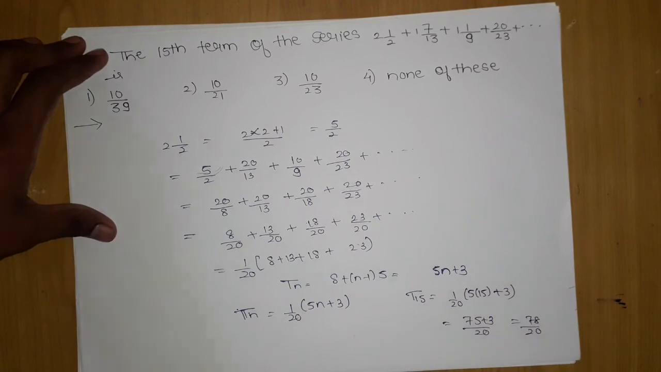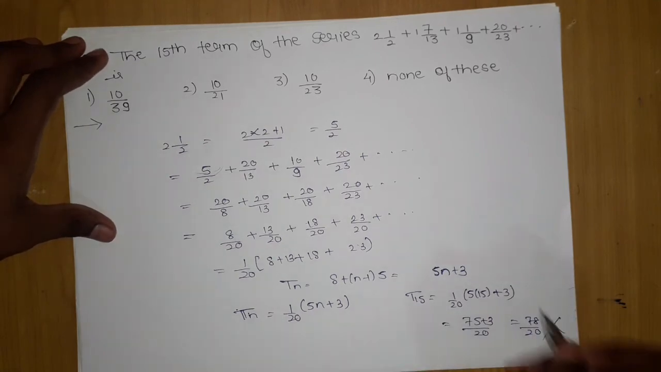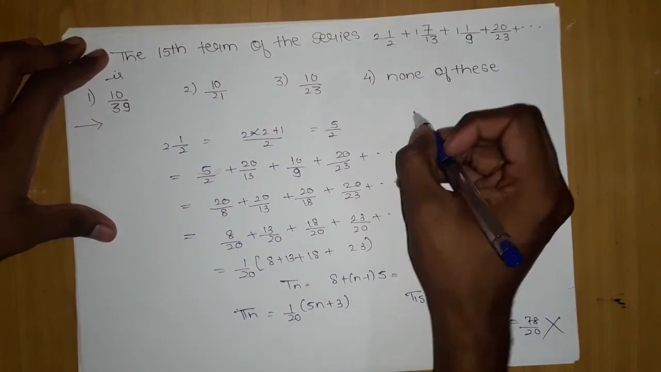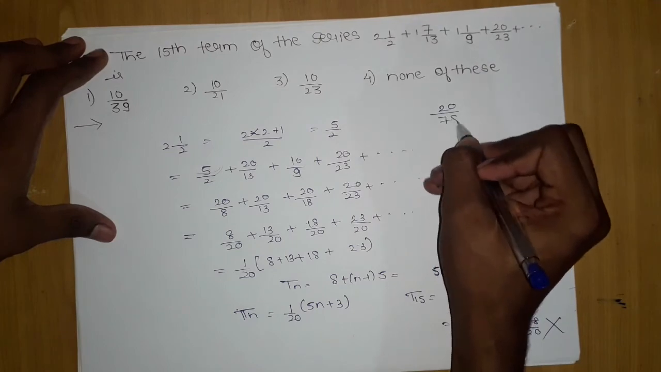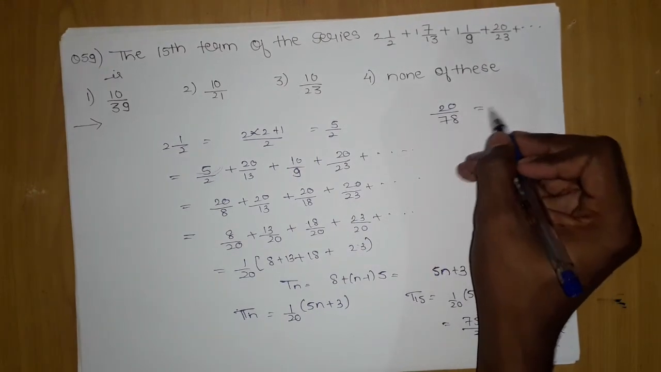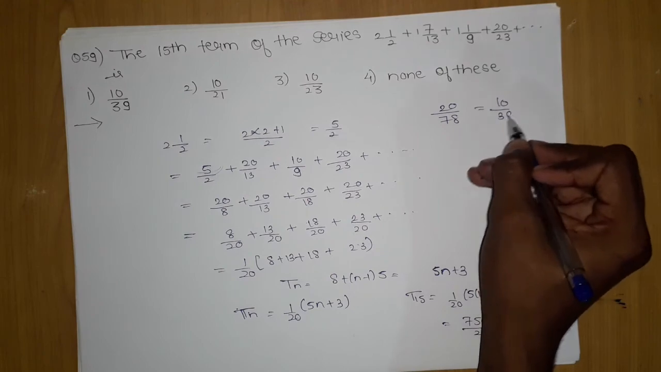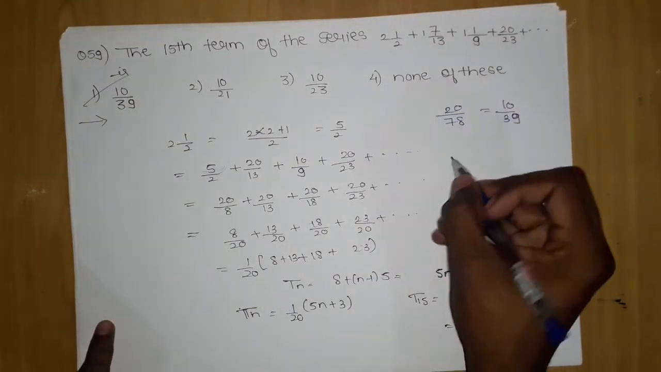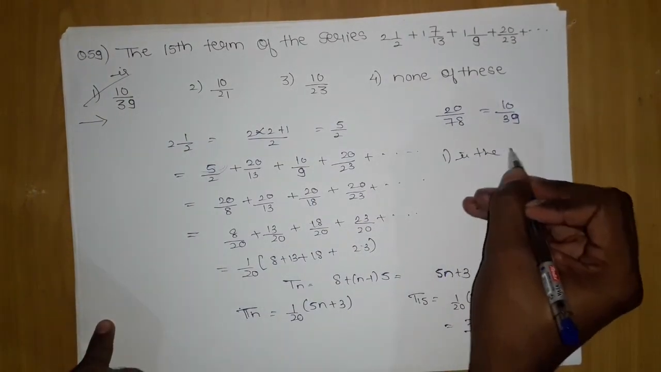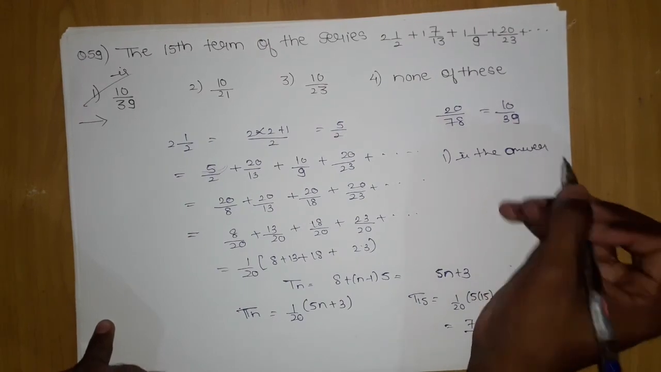Okay, so we got our answer. If you think that we got our answer, then you're wrong. We have to take the reciprocal of the series. The answer will be 20 upon 78, which will be nothing but 10 by 39. Okay, so 1 is the answer. Okay guys, 1 is the answer.